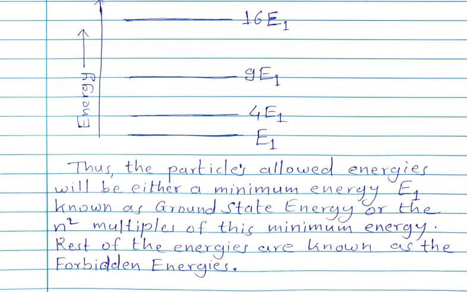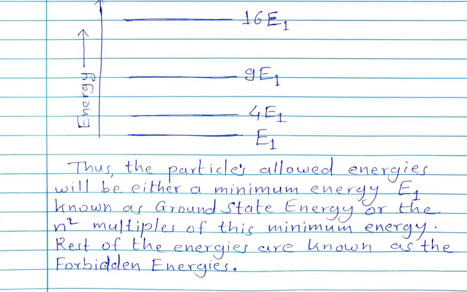This is exactly in contradiction to the laws of classical mechanics. As per the laws of classical mechanics, a classical system can assume any value of energy right from 0 to its maximum value. So no forbidden energy concept is there in the case of classical mechanics.